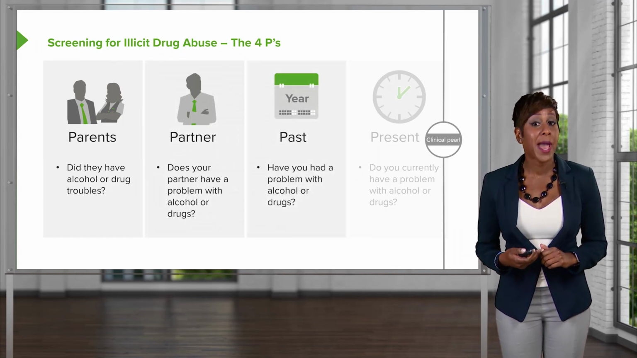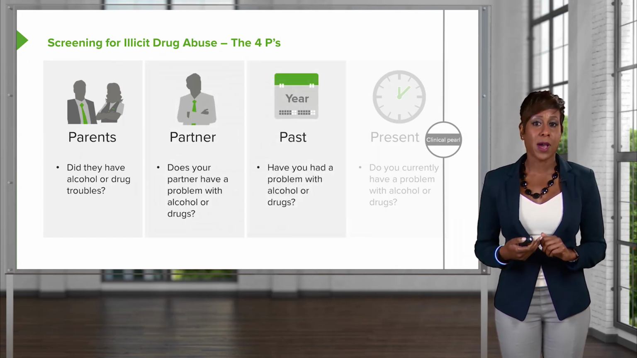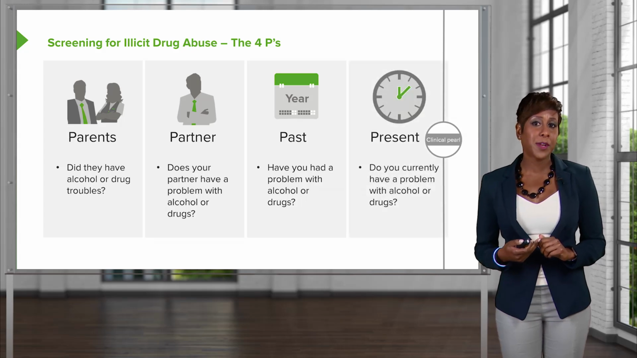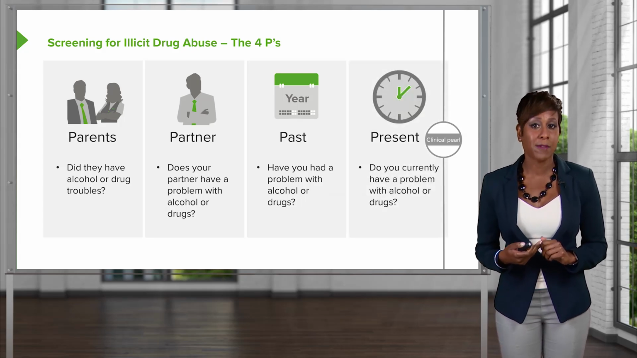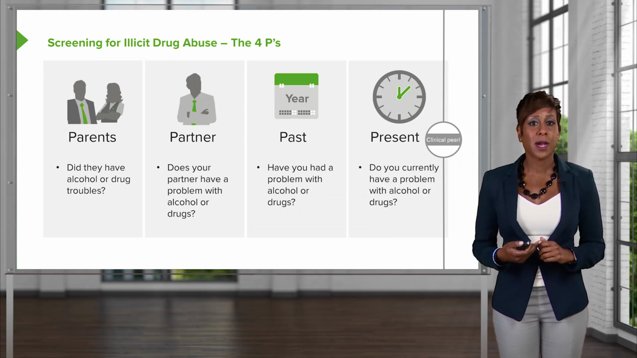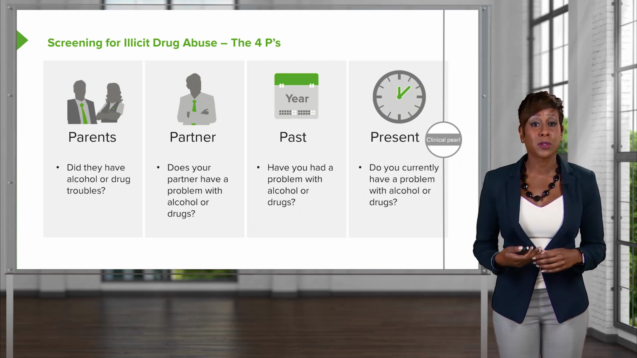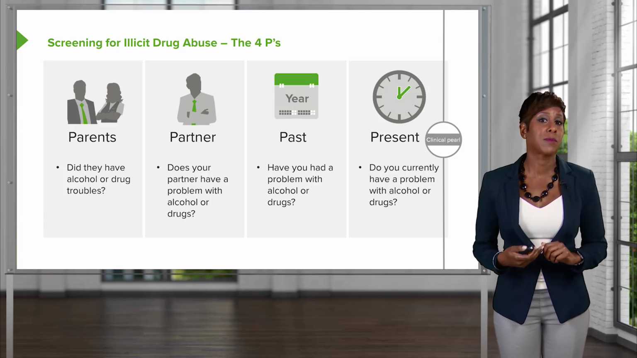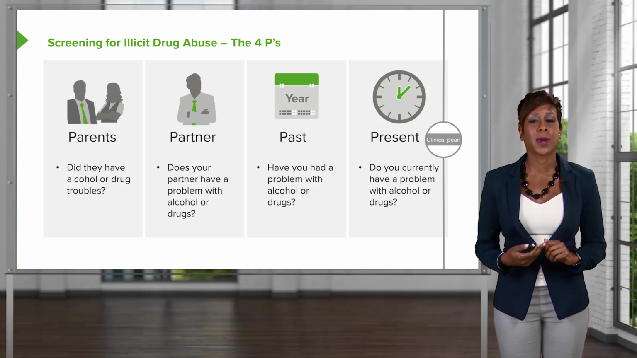The next P is past. Have you had a problem with alcohol or drugs? And then the final P is present. Do you currently have a problem with alcohol or drugs? Again, this is a way to screen to find out if patients are using illicit drugs or if they're at risk for using illicit drugs during the pregnancy.